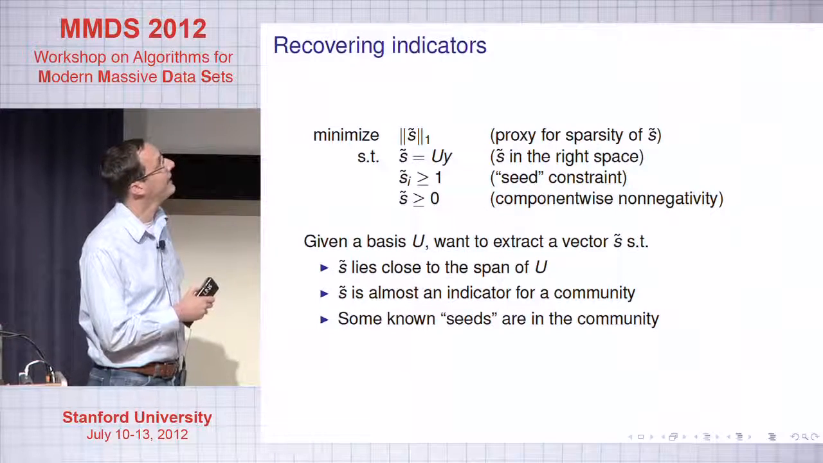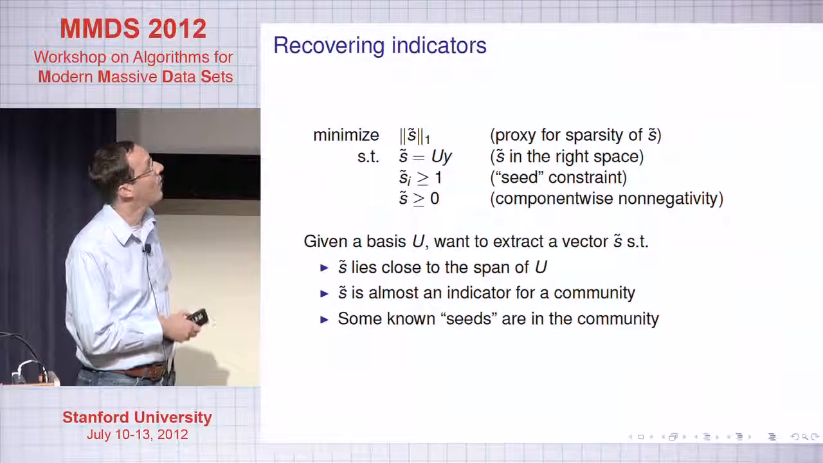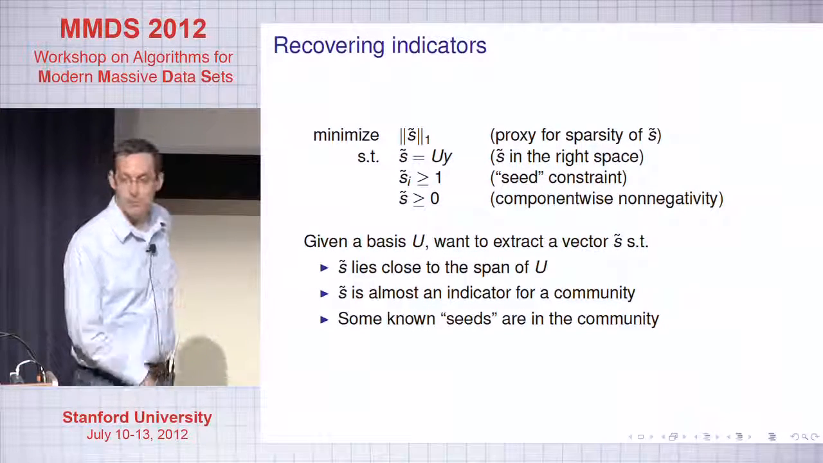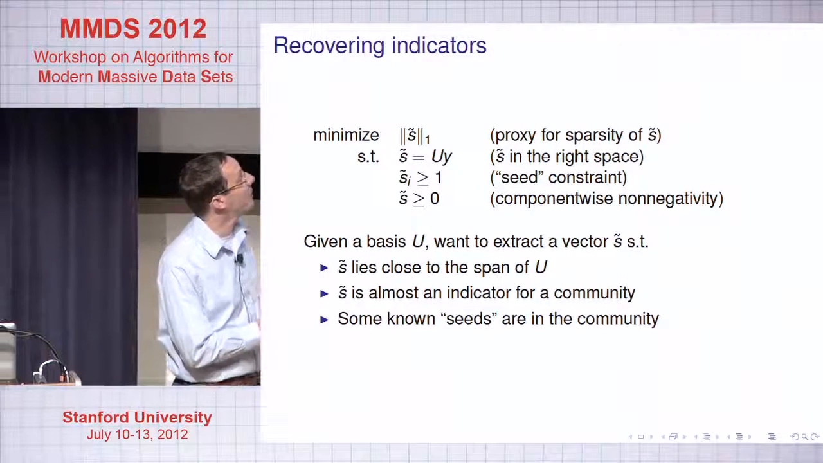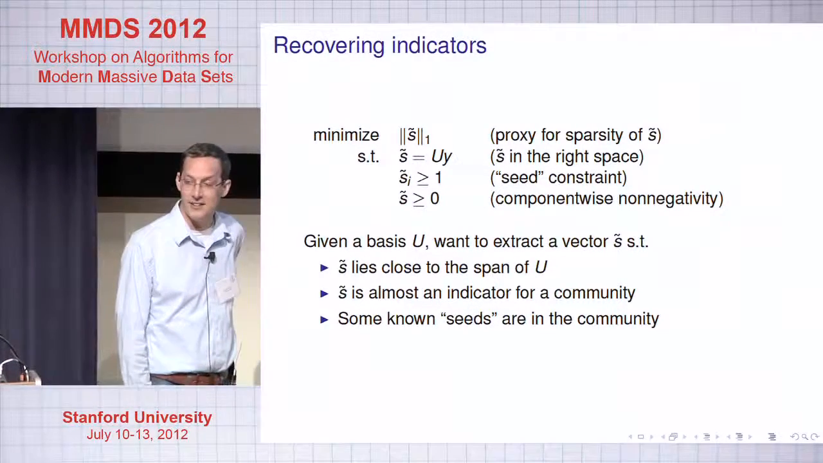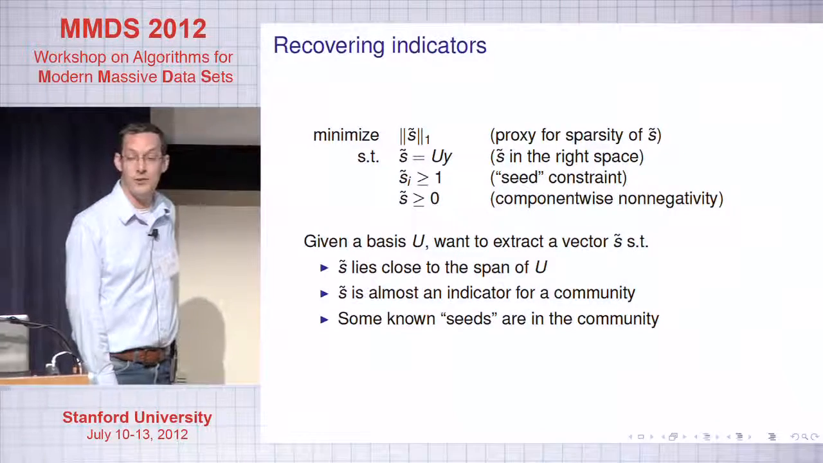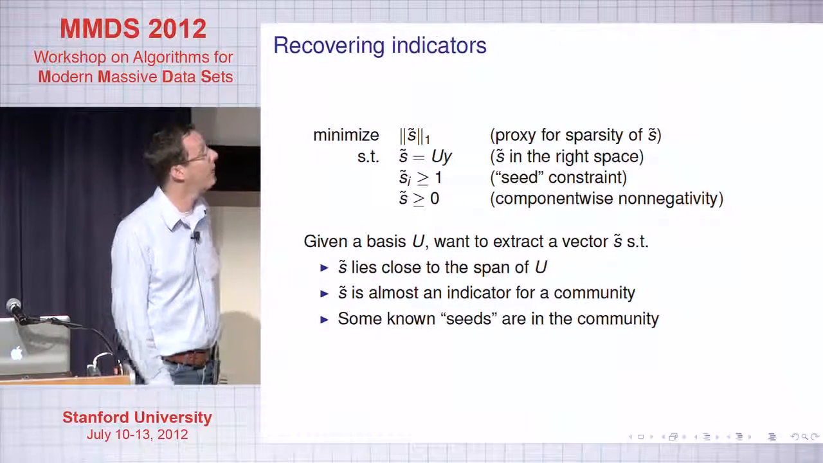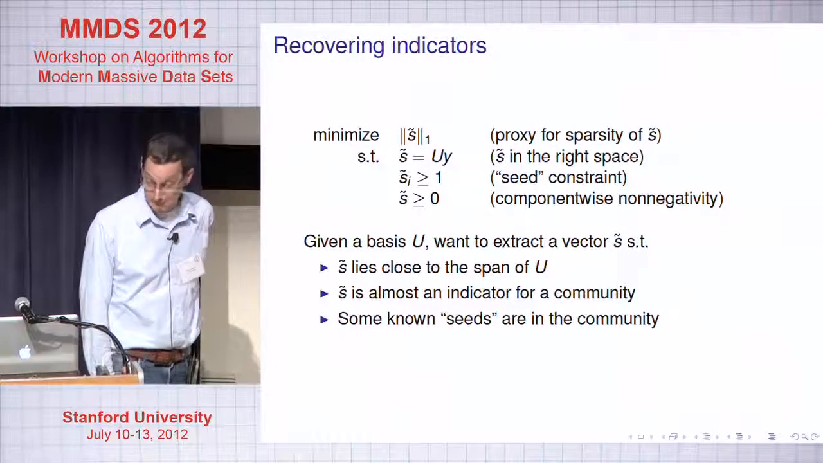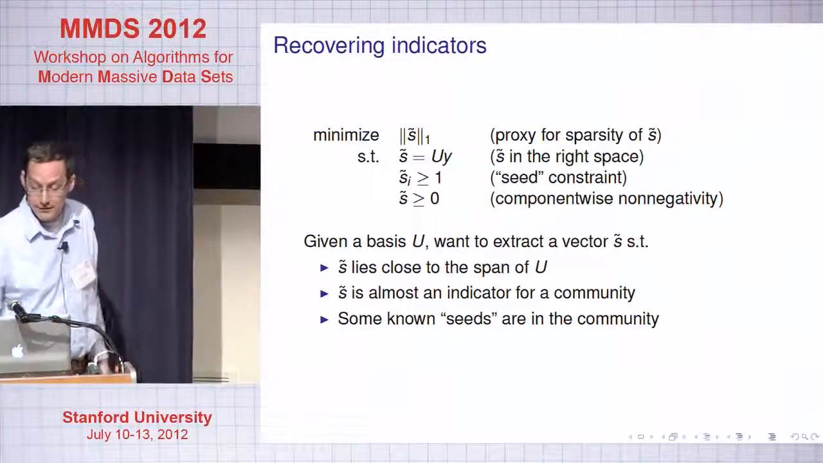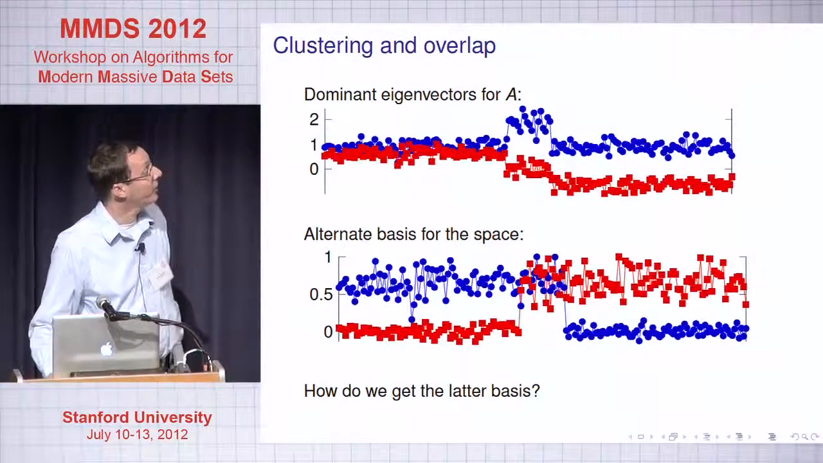I want something that's in my space, so it can be written as my original basis times some y. I need to specify that I don't want the 0 vector. So let me say that some particular seed is non-zero. So I want to have some particular node or nodes in the community that I'm going to pull out. And then I want component-wise non-negativity, right? And given that, it works almost like magic, right?